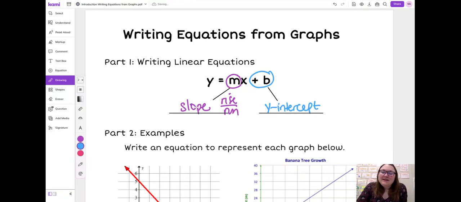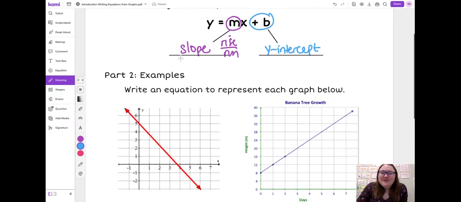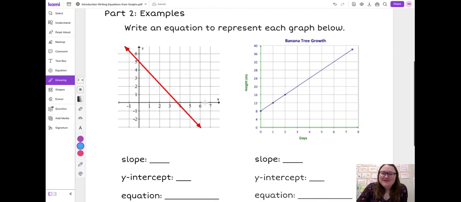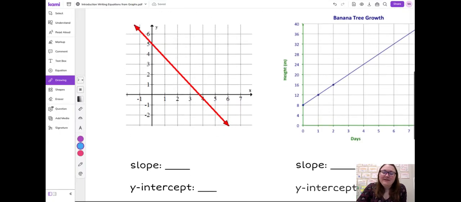So for example, we might have questions like these where you have a graph of a line and the directions are to write an equation to represent the graph. Like we said above, there's two things we're going to need to find out from the graph in order to write our equation. That is slope and y-intercept. So for example, on this first graph, before I write my equation, the two things I need are slope and y-intercept. And you can find them in whatever order you want.